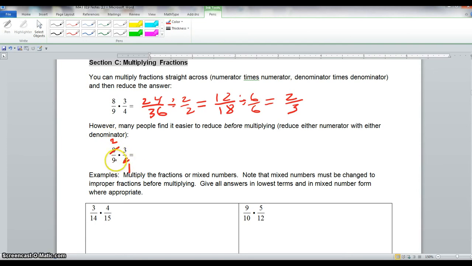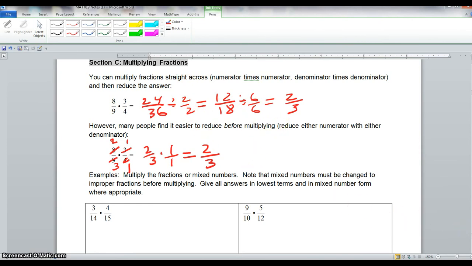Now let's look here at 9 and 2. They don't have anything in common, but 9 and 3 do. Both of them have 3 in common. 3 goes into 9 3 times. 3 goes into 3 one time. So now we will have 2/3 times 1 over 1. 2 times 1 is 2. 3 times 1 is 3. So our final answer here is 2/3, which is basically what we received up here for our answer.